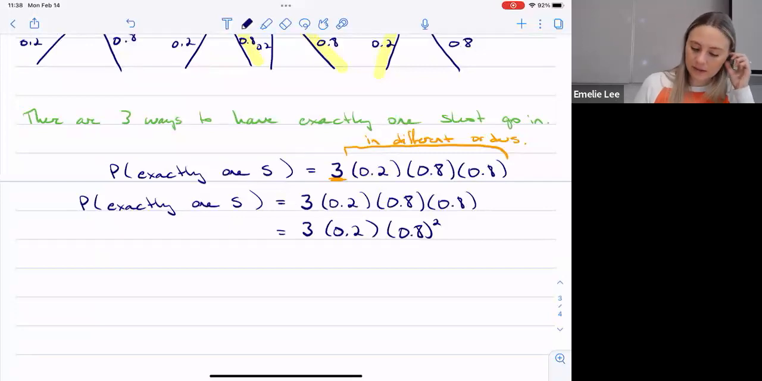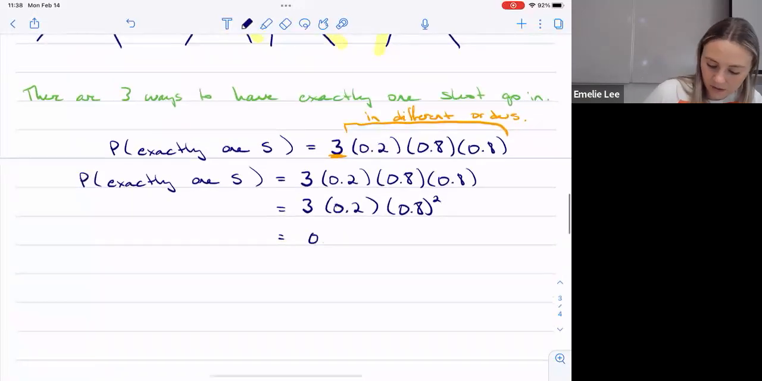Which, if we do the calculation, I'll just double check here. 0.8 to the power of 2 times 0.2 times 3 is 0.384.